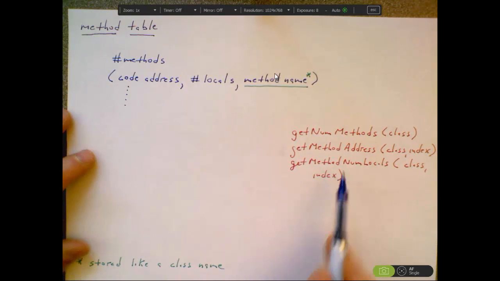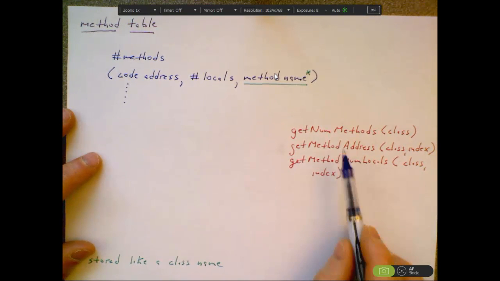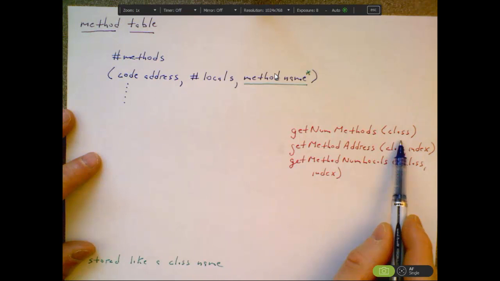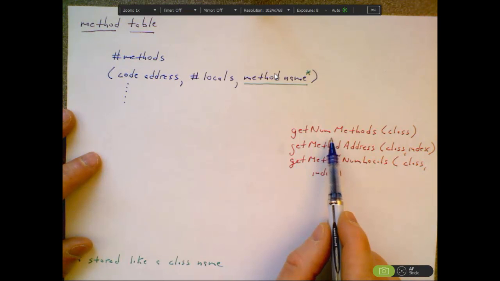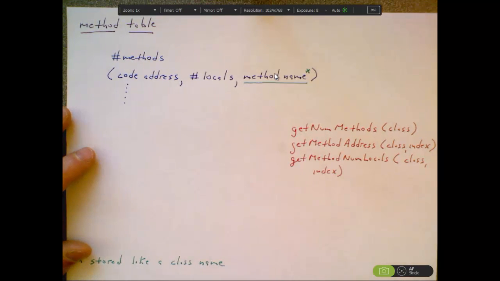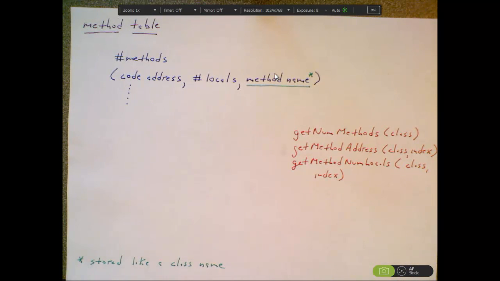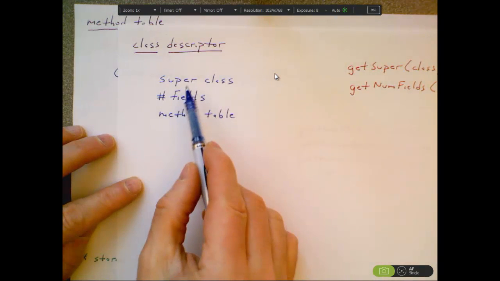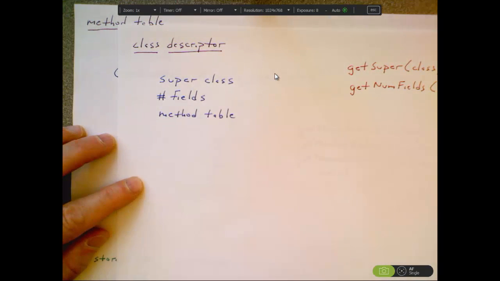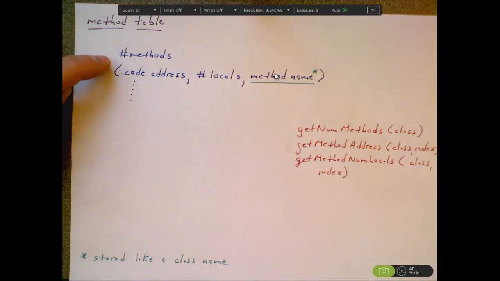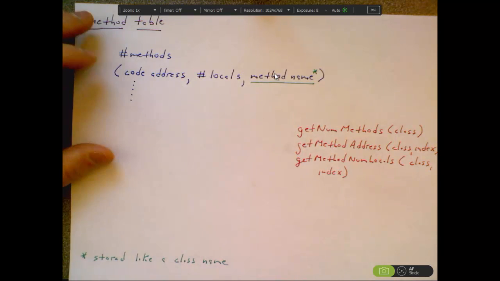So again, the methods then to access the method table, there's a method to, given the class descriptor address, get the number of methods. So that's just a certain number of words from the beginning of the class descriptor. All right. That would be the third word. In fact, the class descriptor starts with a superclass and the number of fields. The third thing is going to be the first component of the method table, which is the number of methods. So once you have the class descriptor address, the number of methods is easily found.